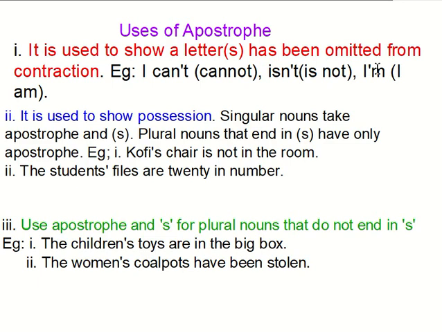The second sentence, the women's coal pots have been stolen. And the women too is a plural noun, which does not end in S. And so after the women, we have the apostrophe with the S to show the owner of the coal pots. Is it clear?